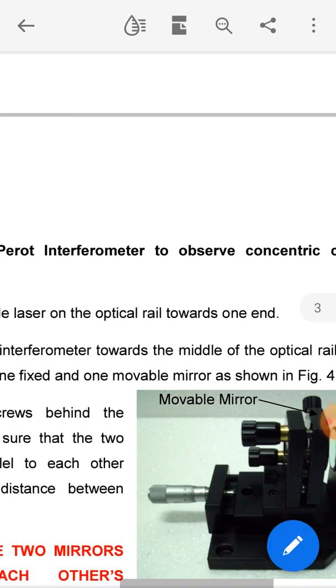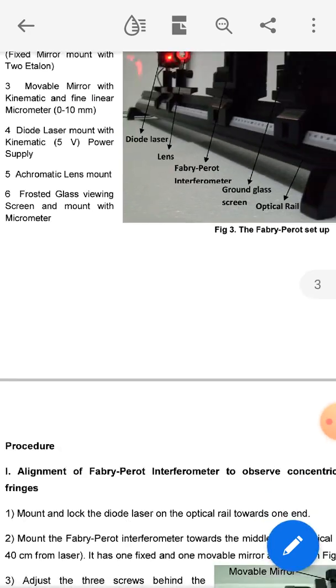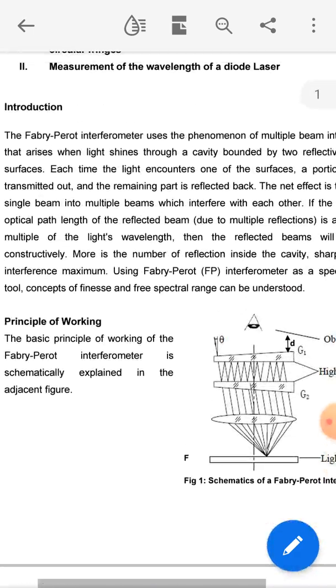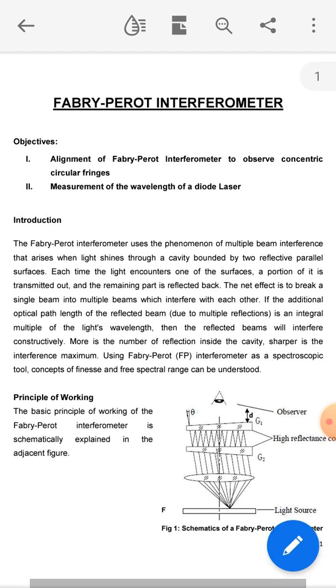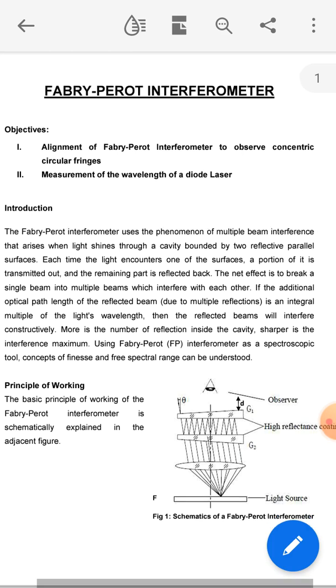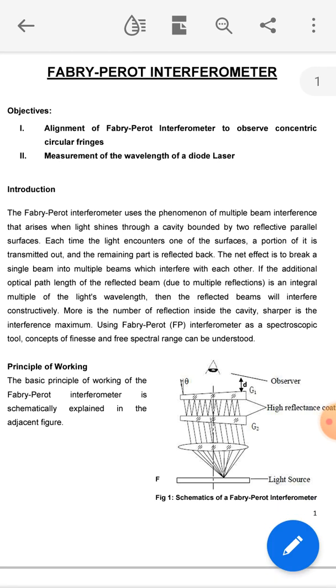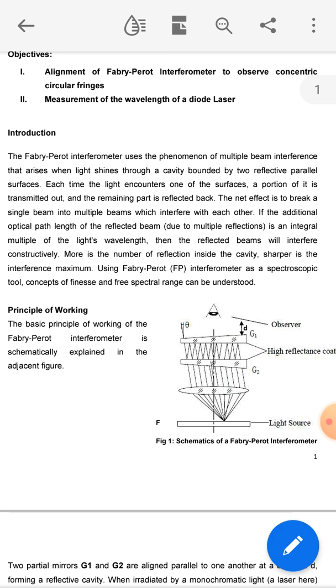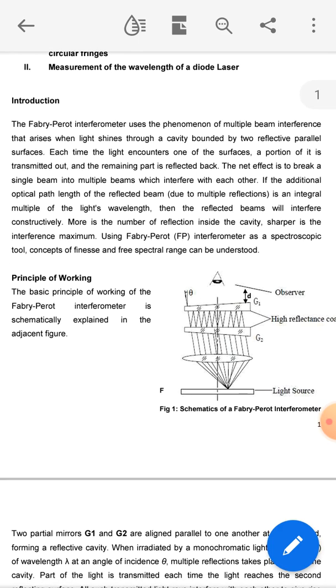Here we will learn how it works and how it varies with the refractive index. First we will talk about the alignment of the Fabry-Perot interferometer and observe the concentric circular rings, and second, the measurement of the wavelength of a diode laser. Mainly, here we will teach about the laser diode. With the help of the laser diode we will discuss interference in depth.